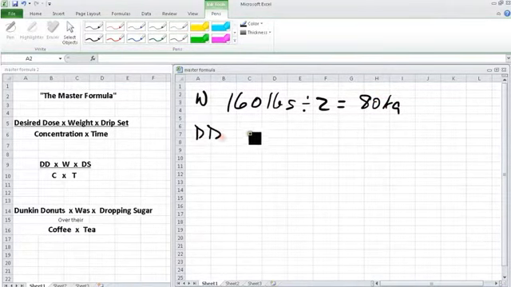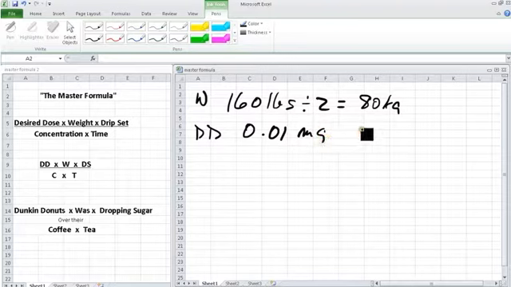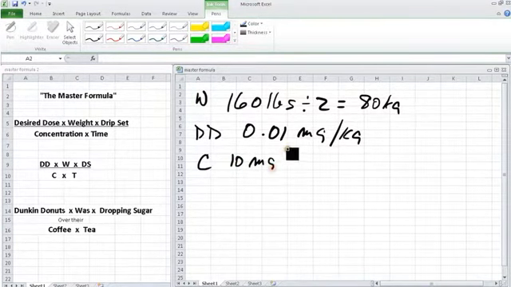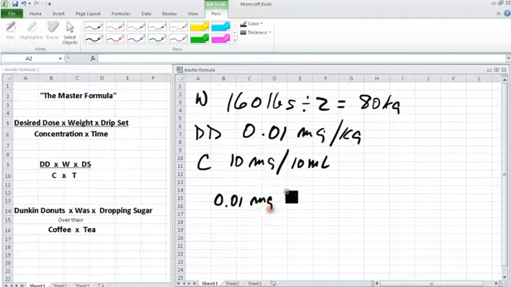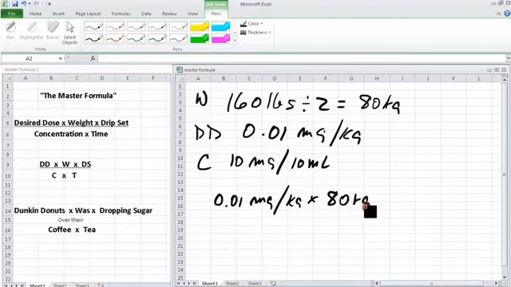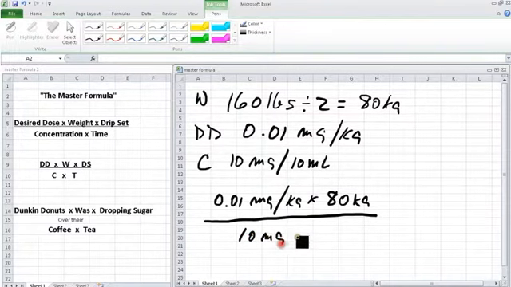The desired dose is 0.01 milligrams per kilogram. And the concentration, we said, is 10 milligrams in 10 mLs. So let's put that in the formula. We have 0.01 milligrams per kilogram times the 80 kilograms divided by 10 milligrams per 10 mLs.